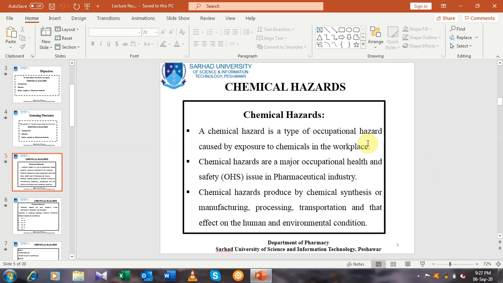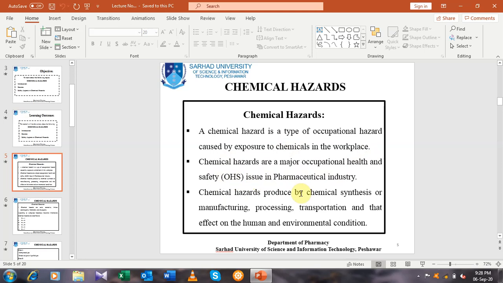Chemical hazards are a major occupational health and safety issue in the pharmaceutical industry. Like the other hazards, chemical hazard is one of the occupational health and safety problems in the pharmaceutical industry, and we should focus on this issue to overcome it, because it is very dangerous. Different chemicals are processed, or used during the testing of material or during the processing of pharmaceutical dosage form manufacturing. That's why the chemical hazard is one of the prominent issues in the pharmaceutical industry, which stands for occupational health and safety. OHS is the abbreviation for occupational health and safety.